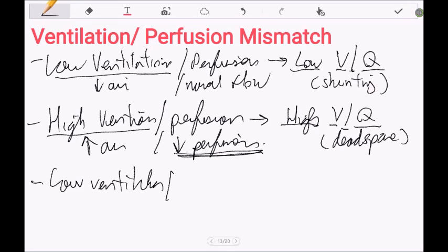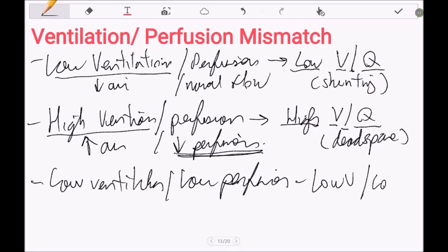And last but not least, we have low ventilation compared to low perfusion, right? And this one here is a low V and low Q, also called a silent unit, right? And this is bad in both scenarios, right? Where patients have decreased ventilation and the perfusion also is affected, for example, in cases such as ARDS, right? Acute respiratory distress syndrome.